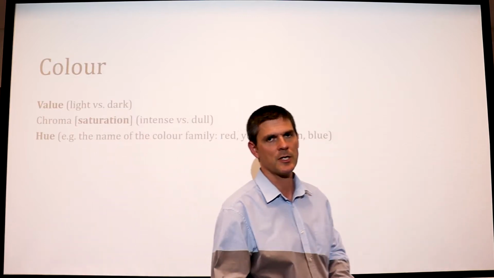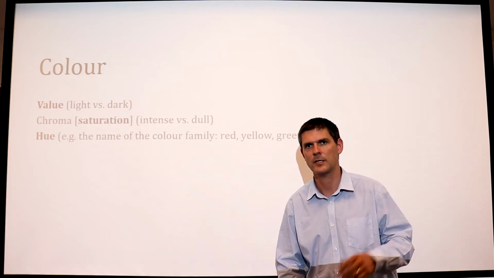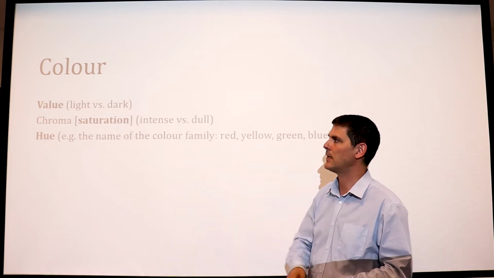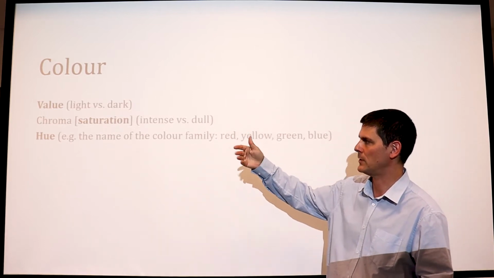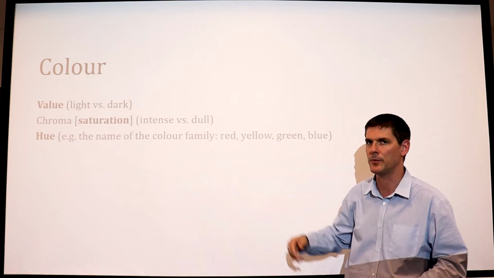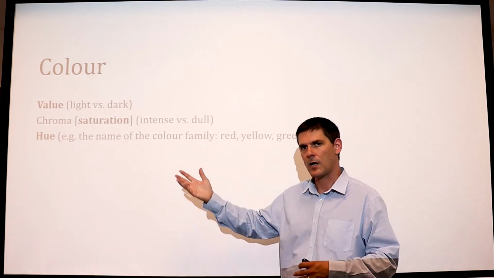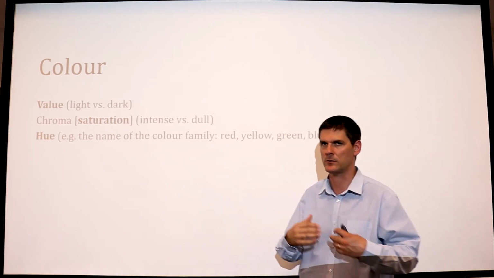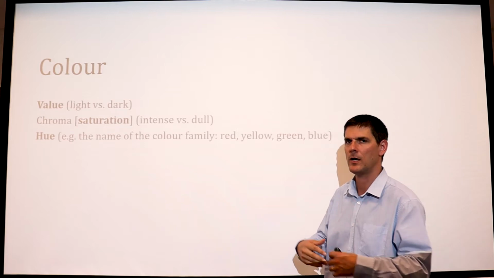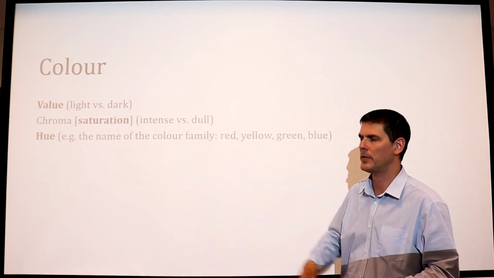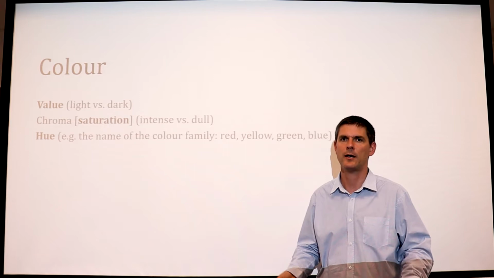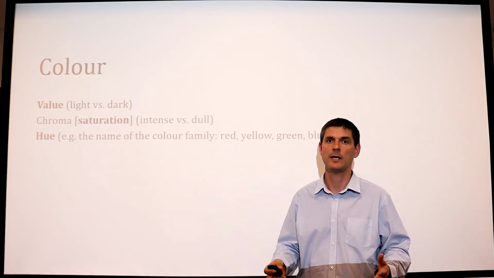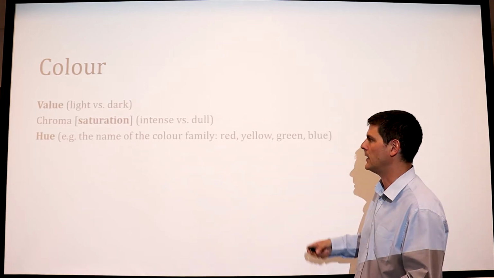So when we first introduced colour at the very start of the course, in design elements, we mentioned the fact that colour is made up of value, chroma and hue, or value, saturation and hue. So the value is how light or dark a colour is. The chroma or saturation is how intense a colour is, or how dull a colour is, kind of how much black's in it, how much white's in it. And hue is what we normally talk about when we talk about colour. It's the name of that colour, whether it's red, blue, green, that's the hue.